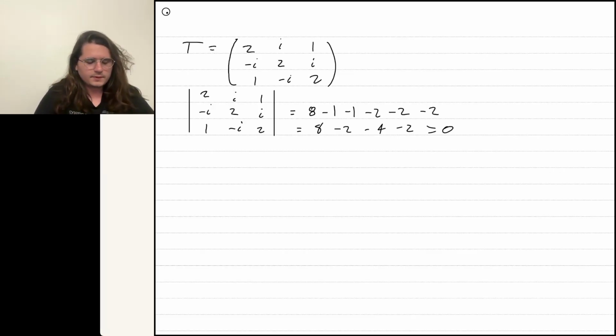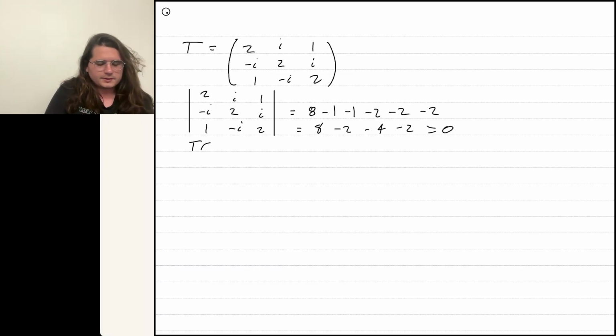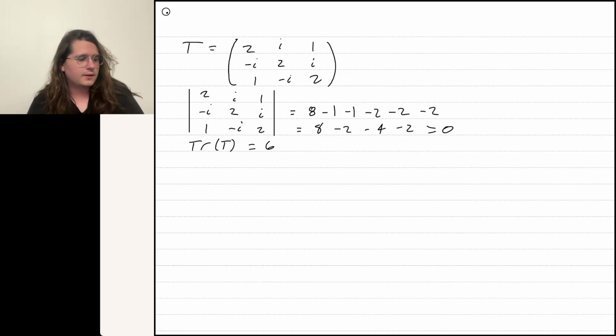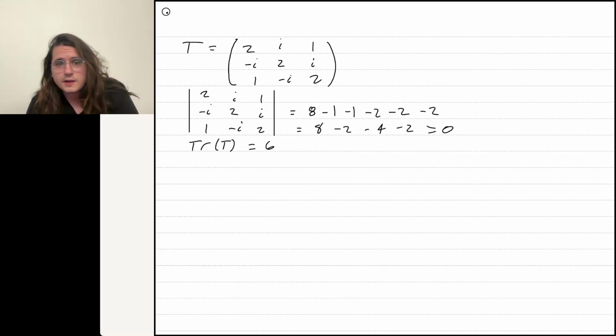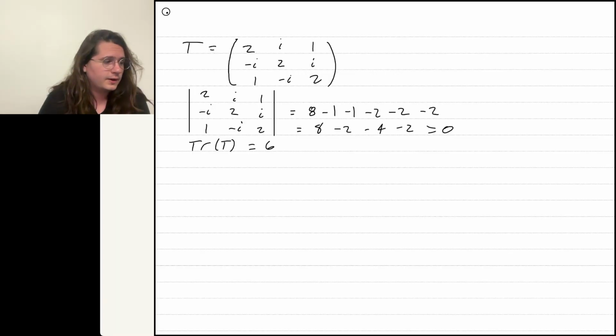So that's fun. Also see the trace of the matrix is just adding up all of the diagonal elements. So it's 2 plus 2 plus 2, so 6. Right? The diagonalized form of that matrix should give the same determinant and the same trace. So we better find what the eigenvalues are and check it against that.